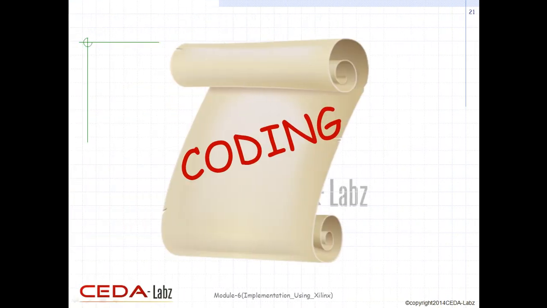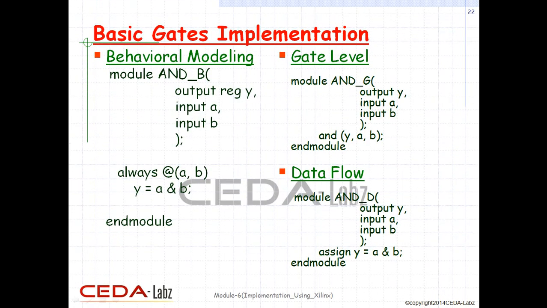Now coming towards the codes. This is the example of a basic AND gate. It is written in all three types of modeling. This is how a program is written in Xilinx. You can write it in the previous way too, as we used to write it. Here, it is just that the definition and declaration is done at the same time.